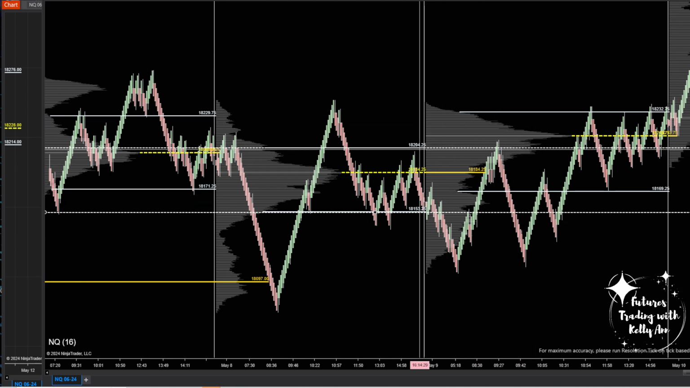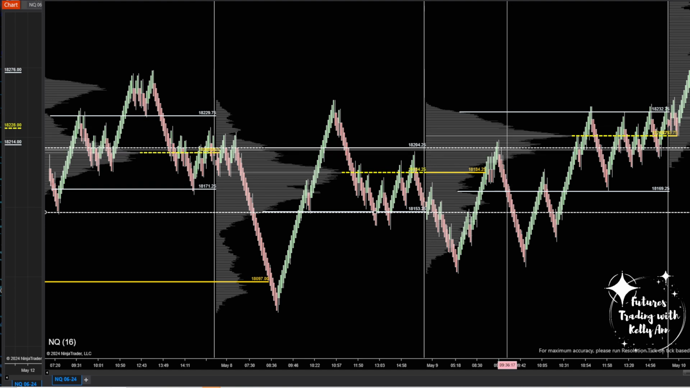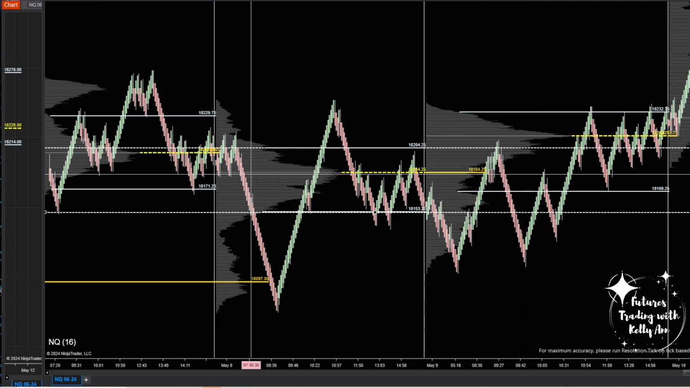Then we got above Wednesday's value area high. And we came back into value area. They would have taken the short. There's another 40 points. We crossed below Wednesday's value area low.